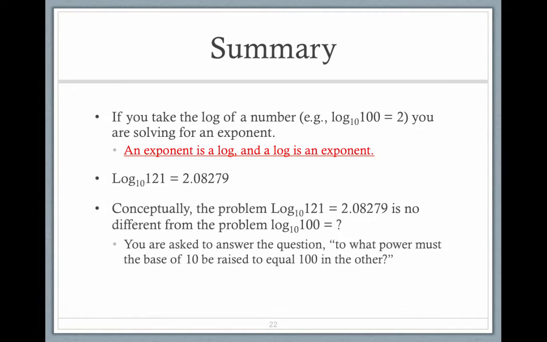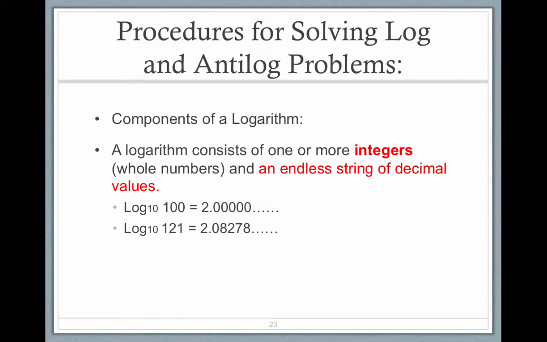Log base 10 of 121 equals 2.08279. What does that mean? It means 10 raised to the 2.08279th power equals 121. With the components of a log, you're always going to have an integer, which is a whole number, and then a string of decimal values.